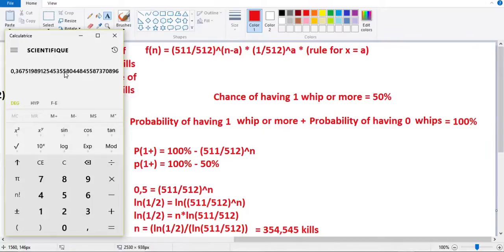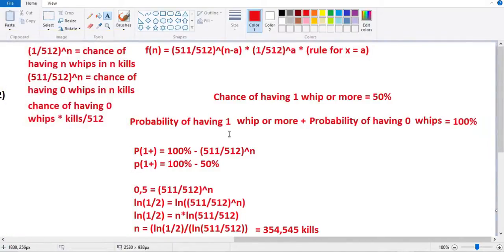is this. And if you add this with the probability of having 1 whip or more, it is going to be 100%. So if you do 100% minus this, let's do times minus 1, and then add it to 100%. This is the probability of having 1 whip or more. 63.24%. Yeah, well, 63.25. It's not 50%, it's 63.25% almost, something. This is a big difference.